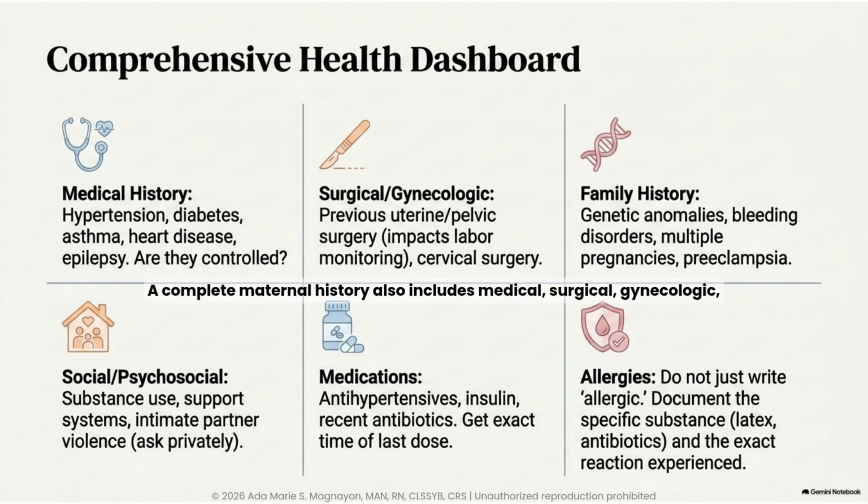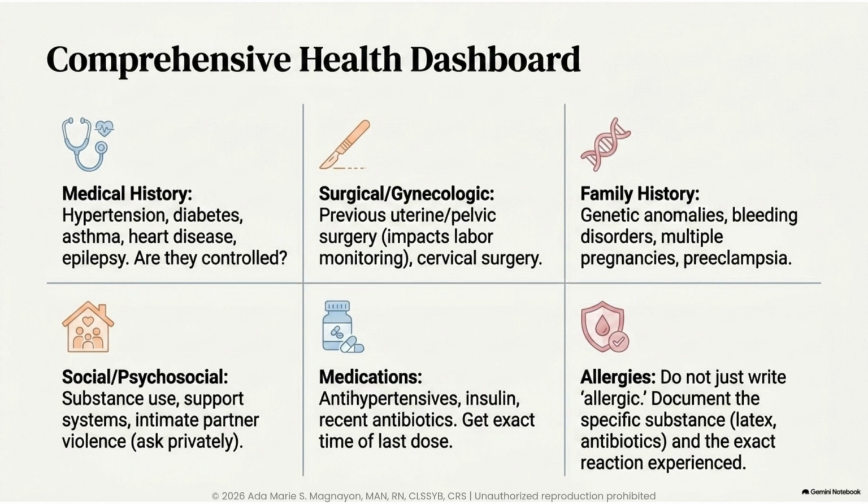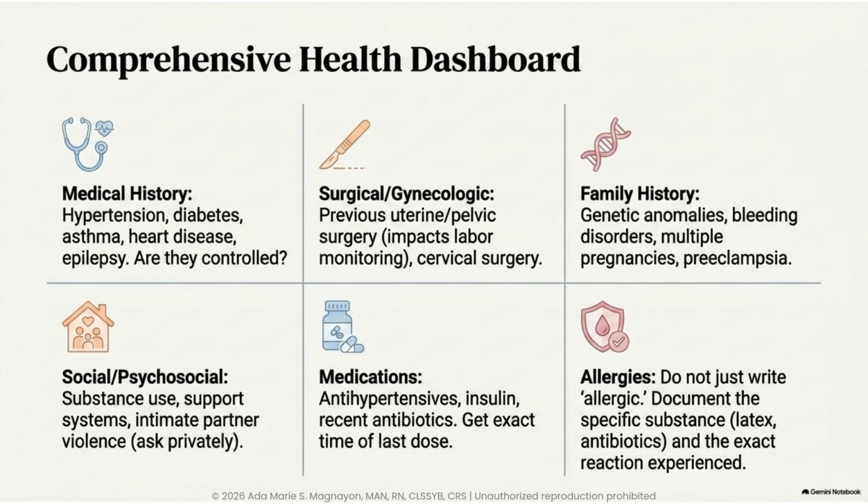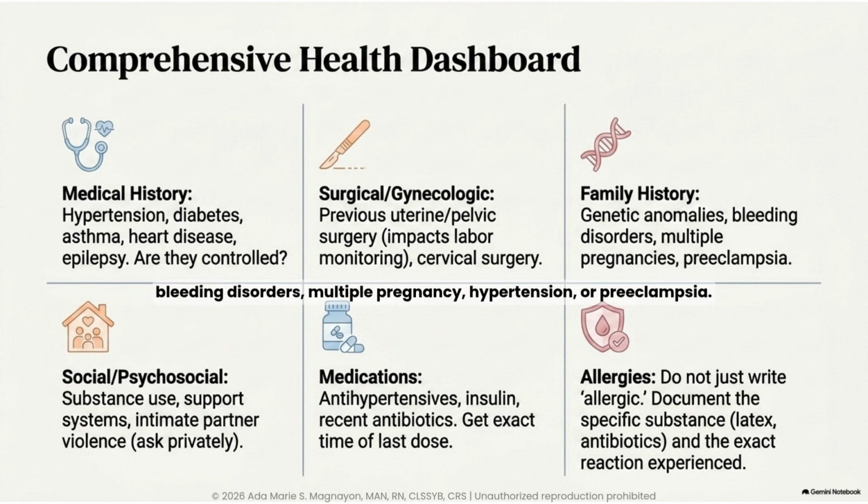A complete maternal history also includes medical, surgical, gynecologic, family, social, medication, and allergy information. For medical history, ask about hypertension, diabetes, asthma, heart disease, epilepsy, and other chronic conditions. Determine whether each condition is controlled and what treatment is being used. Surgical and gynecologic history should include prior uterine, pelvic, or cervical procedures because scars or cervical changes may affect labor and birth. Family history may reveal genetic conditions, bleeding disorders, multiple pregnancy, hypertension, or preeclampsia.